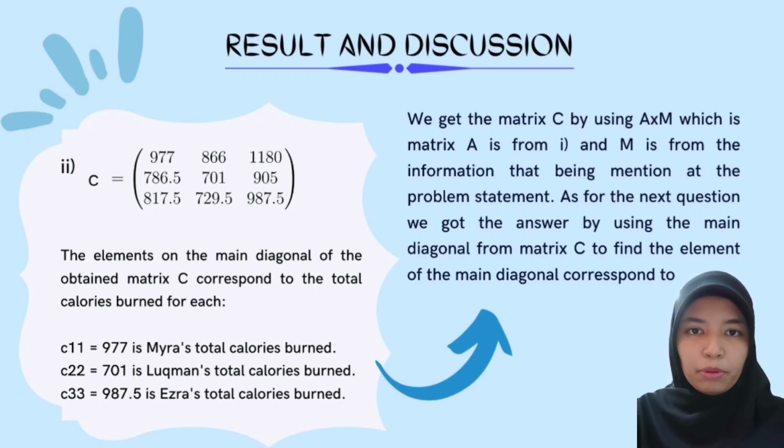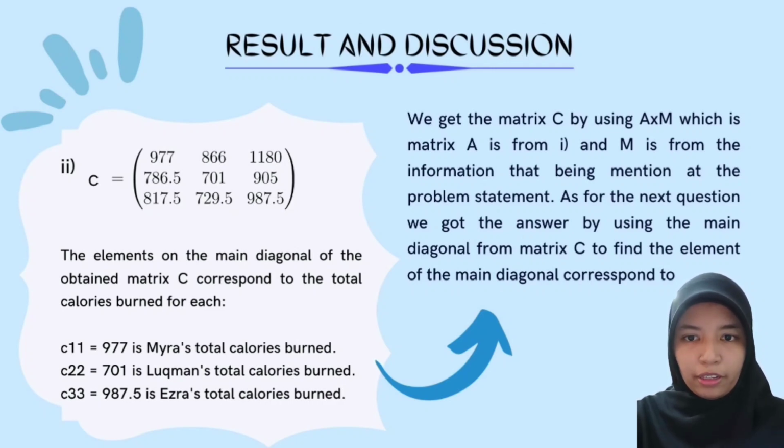And for the second problem statement, the elements on the main diagonal of matrix C correspond to the total calories burned for each person. So the result is C11 equal to 977, which is Mira's total calories burned. C22 equals 701, which is Lukman's calories burned. C33 equals 987.5, which is Ezra's total calories burned. We get matrix C by using A multiplied by M, where matrix A is from the first answer and M is from the information mentioned in the problem statement.